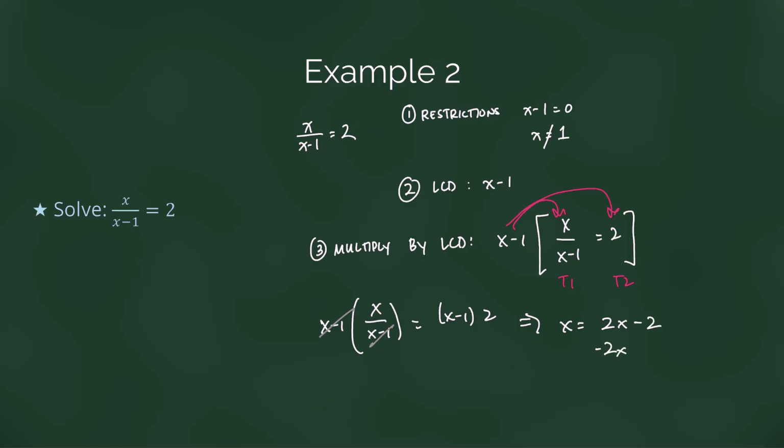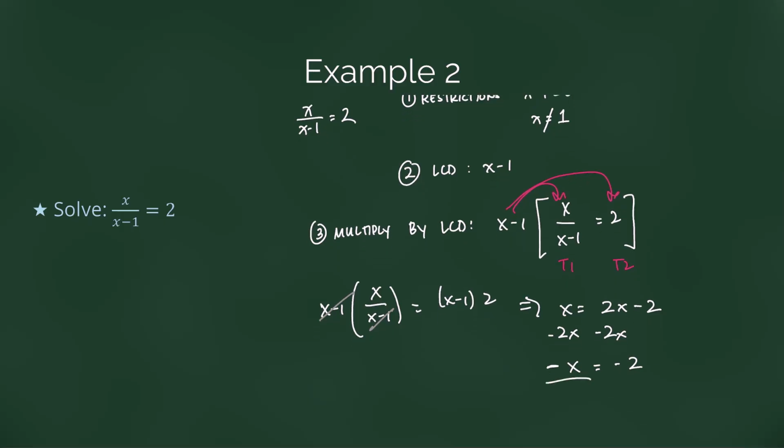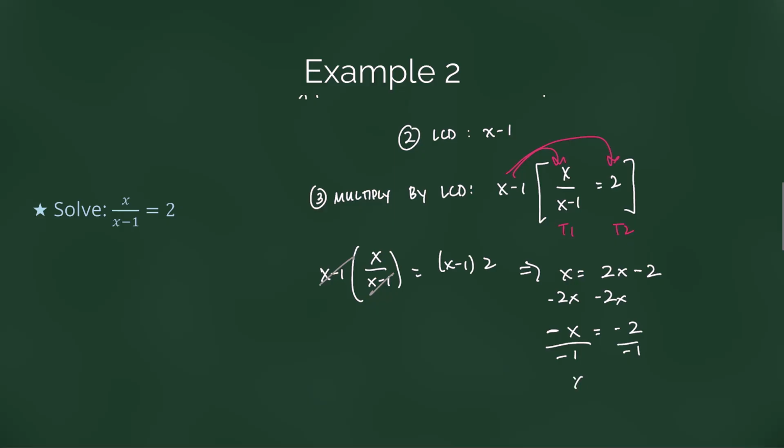We can subtract 2x from both sides in order to get our x's on one side together. X minus 2x is negative x, so we have negative x equals negative 2. Dividing by negative 1 gives us x is equal to positive 2.